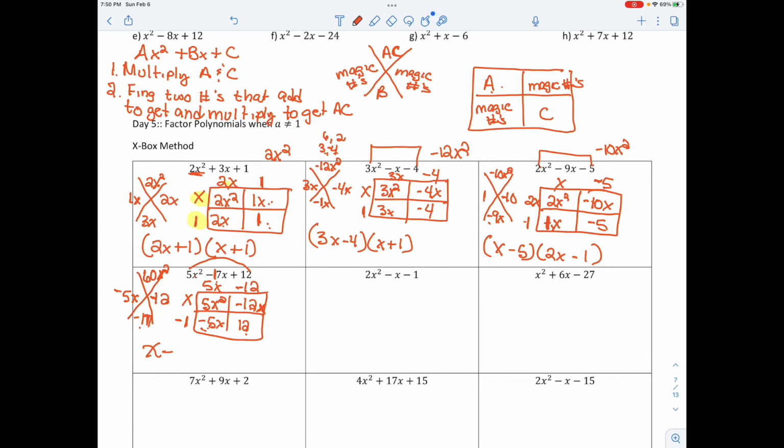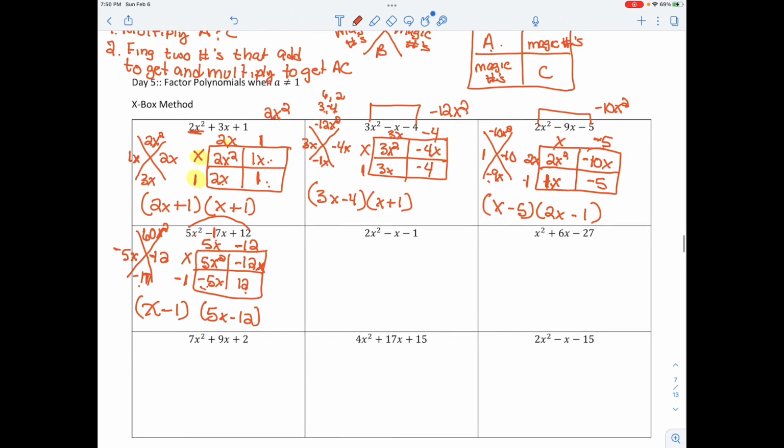That's just x, sorry. So this is x minus 1, 5x minus 12. Sorry about that. Okay, I'm going to do one more with you, and then I'm going to let you do the last 4 on your own.